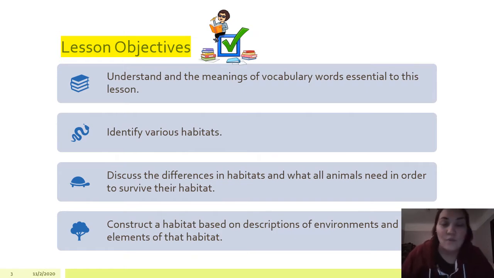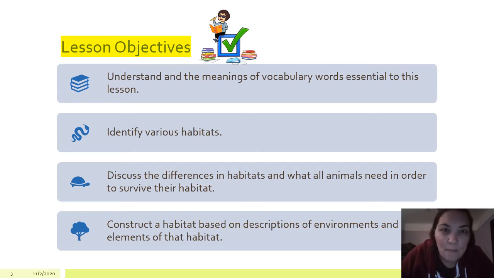Okay, so what are we going to do first? We're going to understand the meanings of the vocabulary words essential to this lesson. We're going to identify the various habitats. We're going to discuss the differences in habitats and what all animals need in order to survive. There's going to be three main ones we're going to be talking about today. You're going to want to make sure you take these notes down, because all these vocabulary words and what we need for a habitat, for animals in a habitat, you are going to be tested on later.